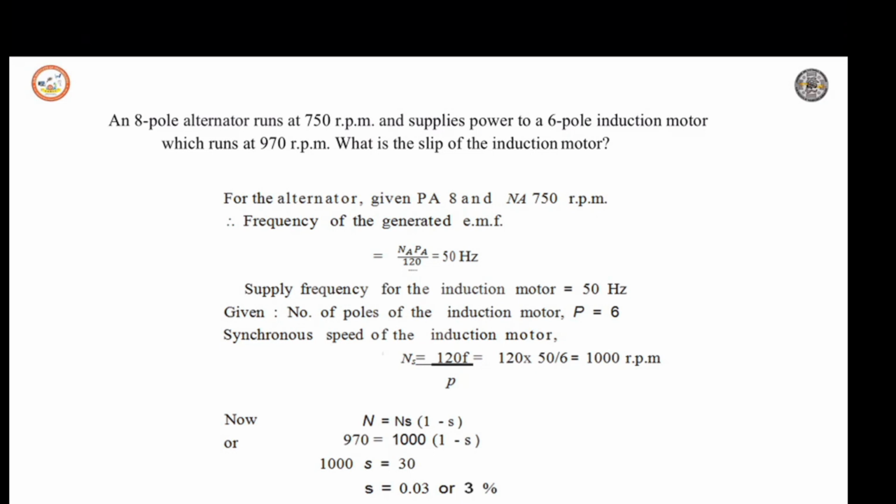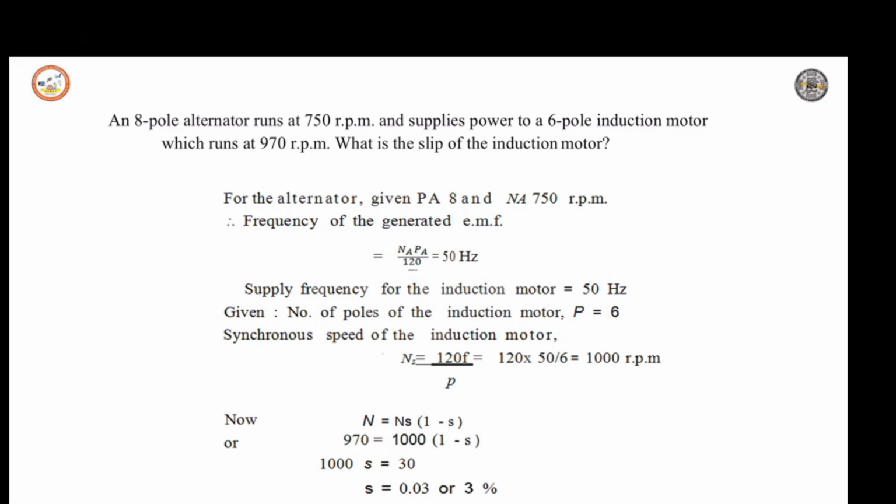So the supply frequency for the induction motor is 50 Hertz, and given P is equal to 6, the number of poles of the induction motor. So you can calculate the synchronous speed of the induction motor. Synchronous speed is 120 F by P. We have to calculate the frequency from the given data of the alternator. So we get Ns is equal to 1000 rpm.